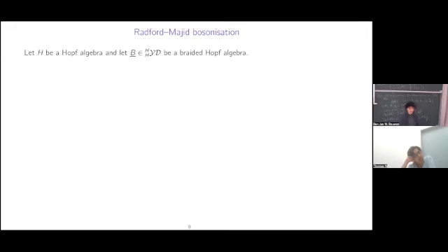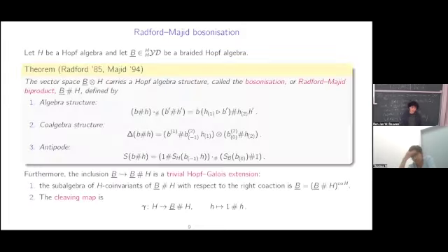Okay, then again, let's summarize briefly what Radford-Majid bosonization is telling us. So we have a Hopf algebra. We now consider a braided Hopf algebra in the category of left-left Yetter-Drinfeld modules. We have a theorem from Radford and Majid telling us that this vector space has a Hopf algebra structure. This is very explicitly given by the assignments that you have here.